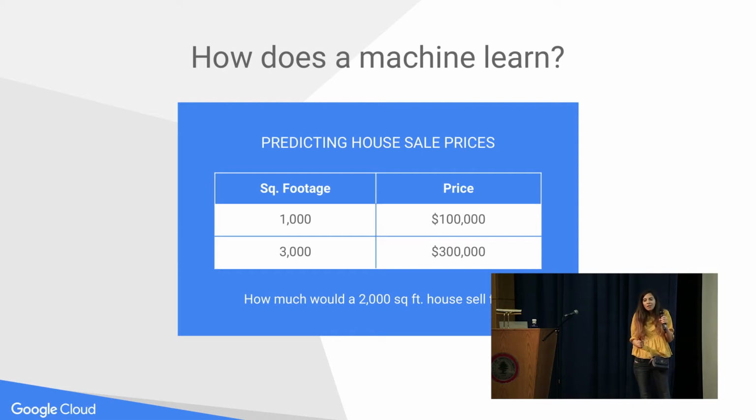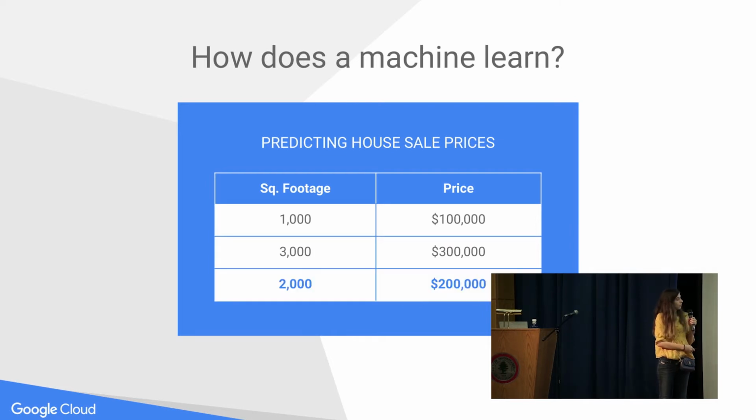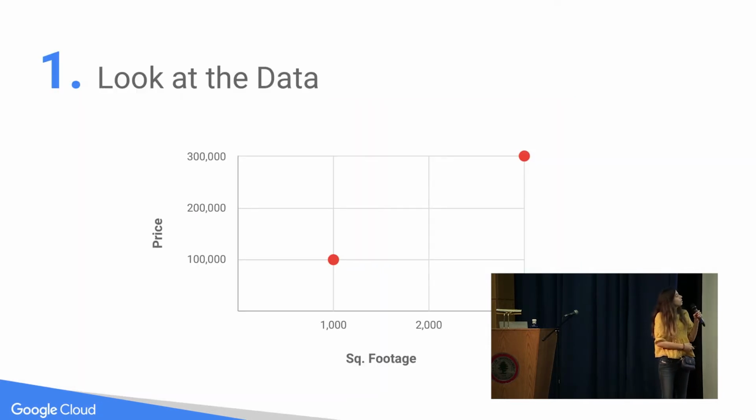So this is very easy. But how did you arrive at this result? You did a linear model. You created an equation in order to predict what would be the new input and get the output. So this is basically a very simplified way of explaining what machine learning is.